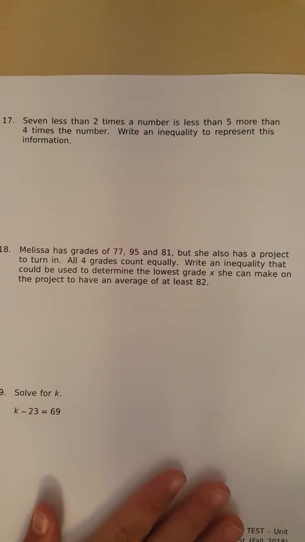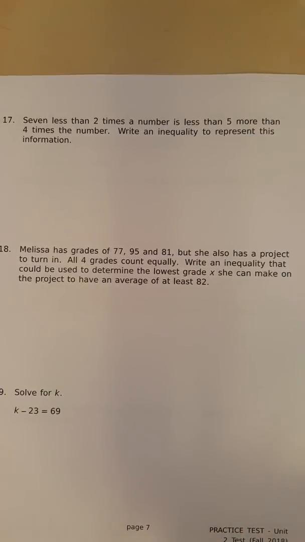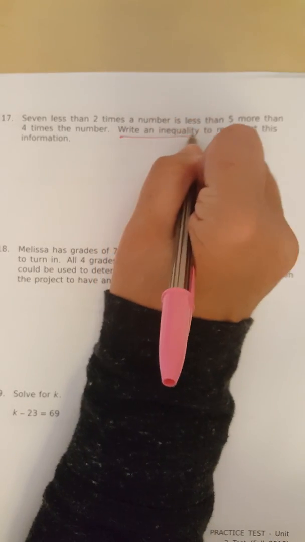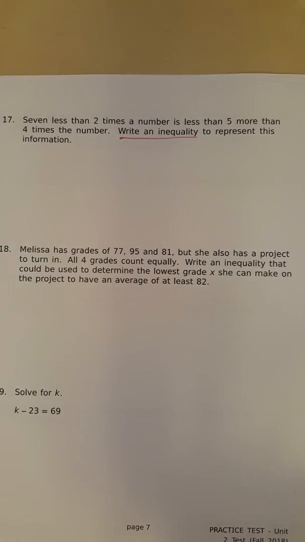All right, number 17, we're into some word problems here. 7 less than 2 times the number is less than 5 more than 4 times the number. Write an inequality to represent this information. Notice this just says write an inequality. We don't have to solve this one, we just have to write it. It doesn't say write and solve, just write.